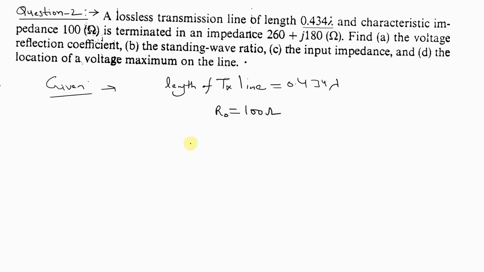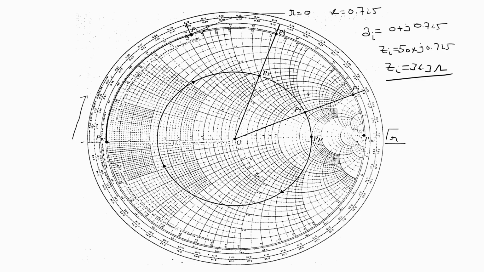The line is terminated in an impedance. Terminated means the load impedance is given, 260 plus J 180. So you need to find small ZL by dividing this whole by the characteristic impedance, so that will be equal to 2.6 plus J 1.8. This is the normalized load impedance. So the first step is to mark that ZL on the Smith chart. So again move to the same Smith chart. Here we can mark it very easily.